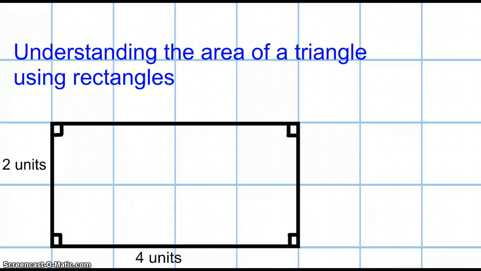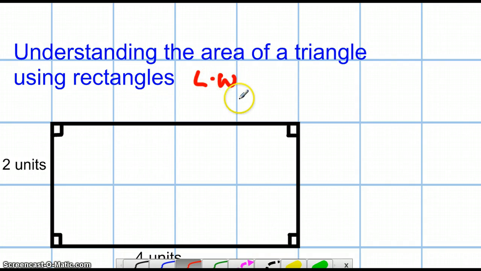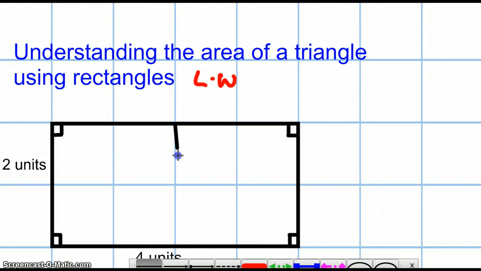So I've got a section here. I have a rectangle that is 2 units by 4 units. We already know that the area of a rectangle is length times width. That's going to help us figure out the area of a triangle. What would happen if we divided this in half?